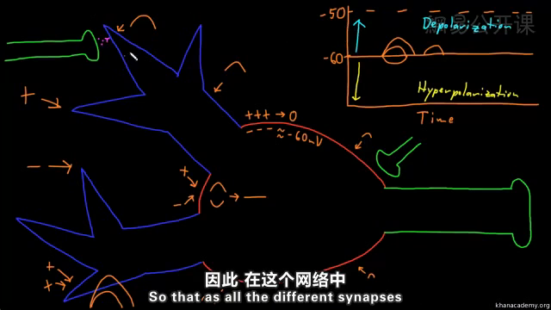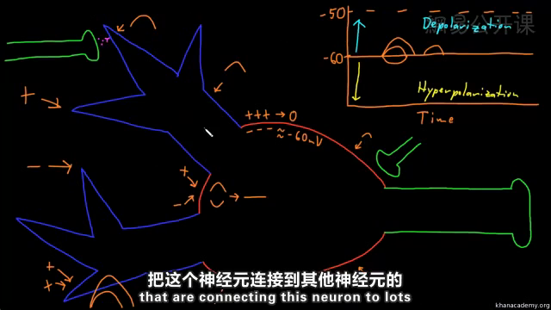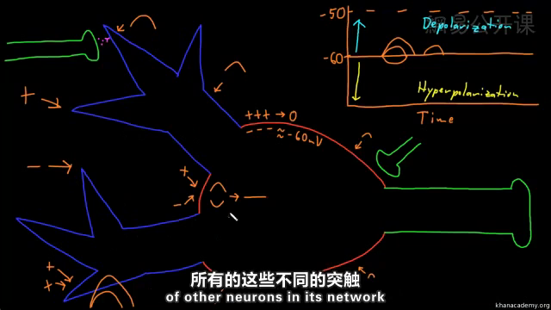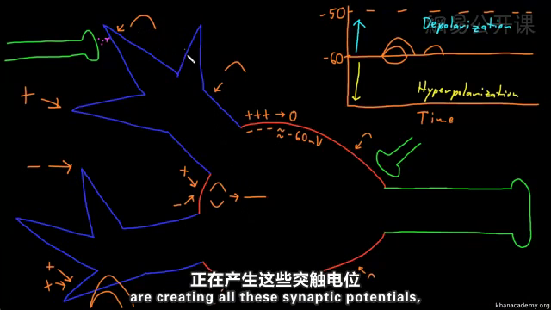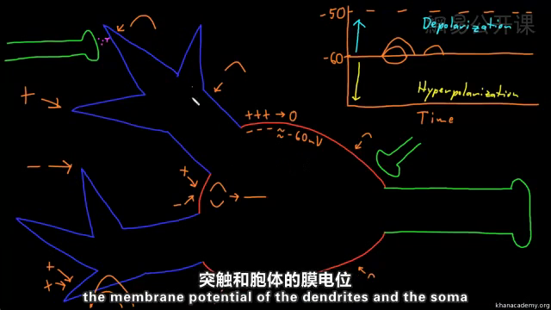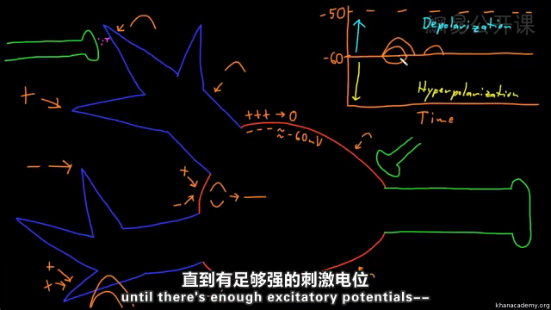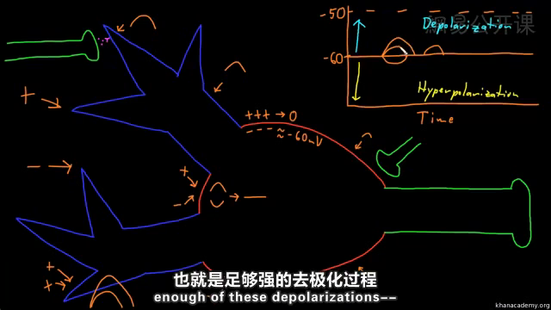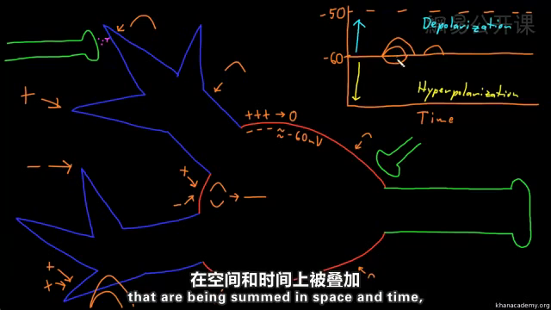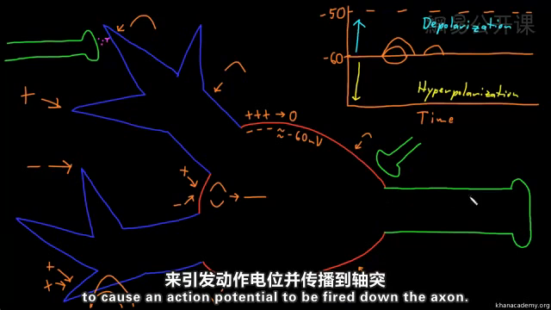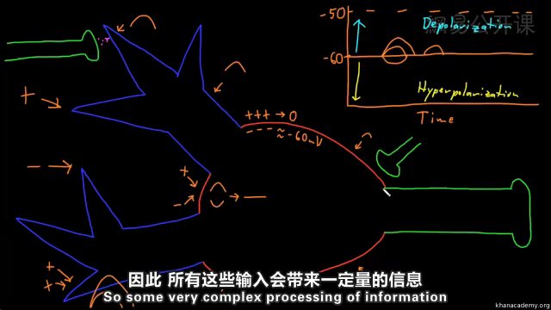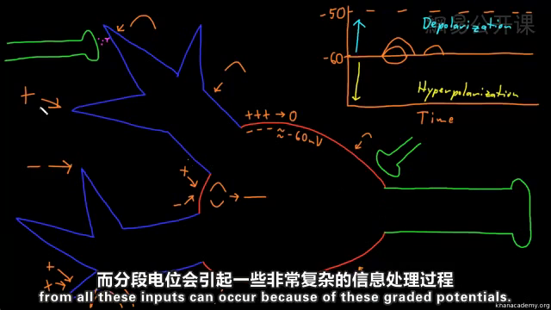So that as all the different synapses that are connecting this neuron to lots of other neurons in its network are creating all these synaptic potentials, the membrane potential of the dendrites and the soma is constantly moving around and wiggling around off the resting potential until there's enough excitatory potentials, enough of these depolarizations that are being summed in space and time to cause an action potential to be fired down the axon. So some very complex processing of information from all these inputs can occur because of these graded potentials.